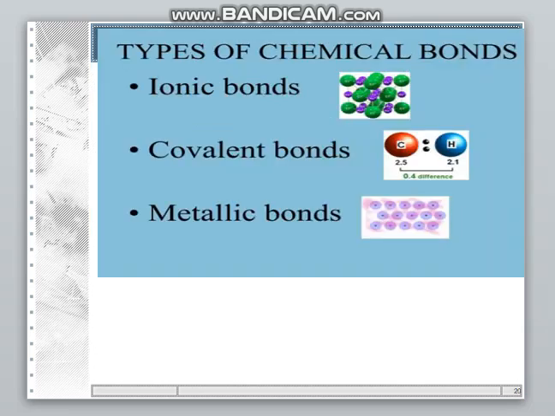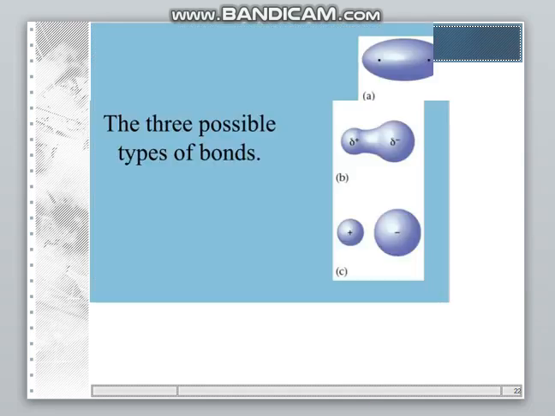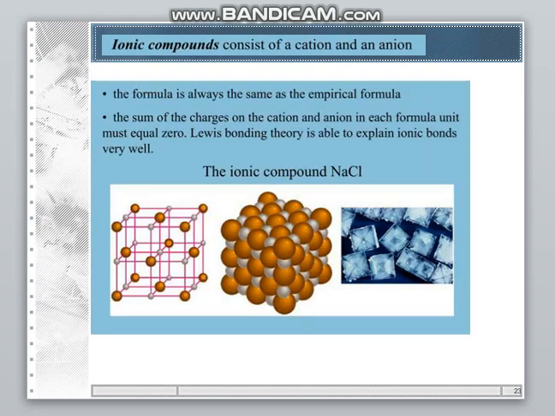Types of chemical bonds: ionic bond, covalent bond and metallic bond. Three possible types of bonds are the ionic bond, covalent bond, and within covalent, the polar covalent bond and non-polar covalent bond. An ionic bond consists of a cation and an anion. The formula is always the same, the empirical formula.